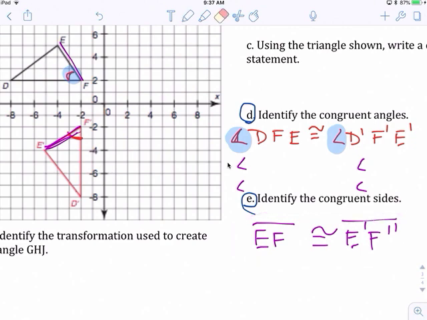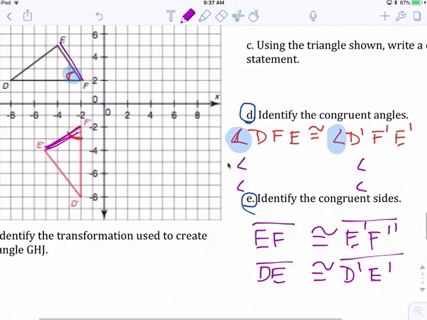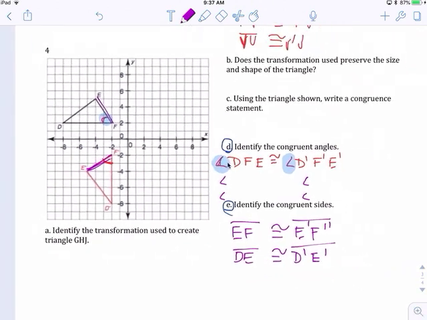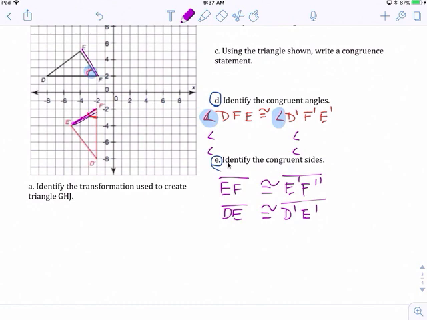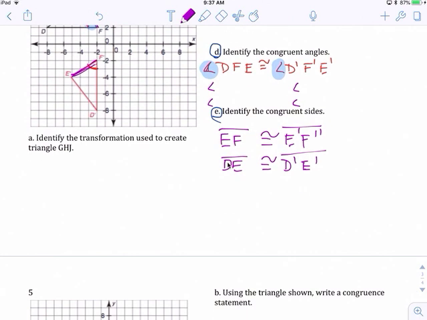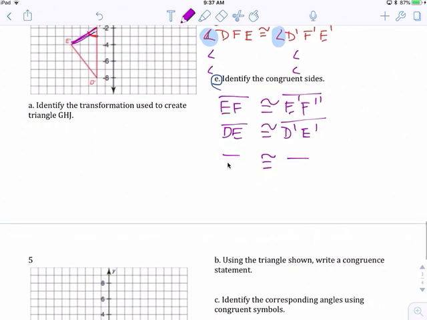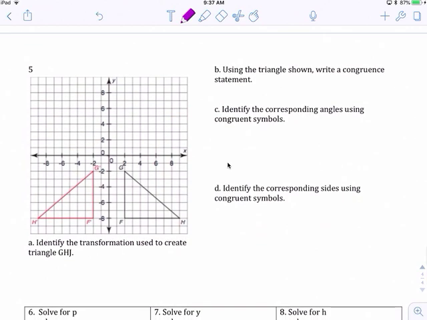Okay, and then same thing with DE is congruent to D prime, E prime, line segment, side, okay? And then finish the rest, the last side. There's one more side, okay, you finish that last side. All right, number 5.